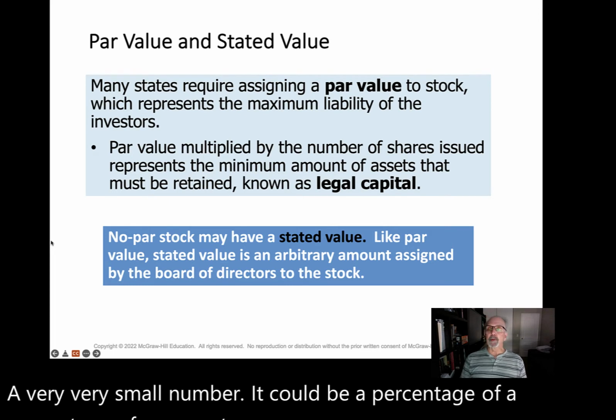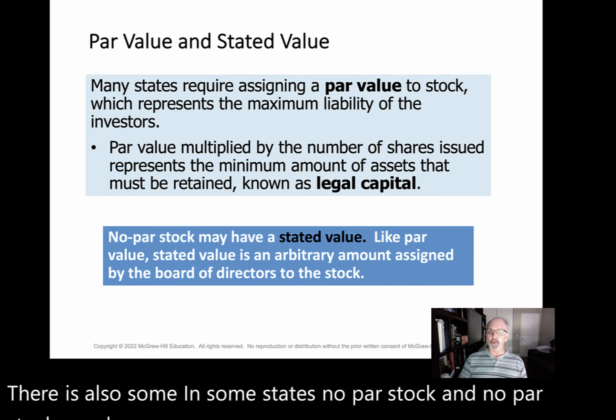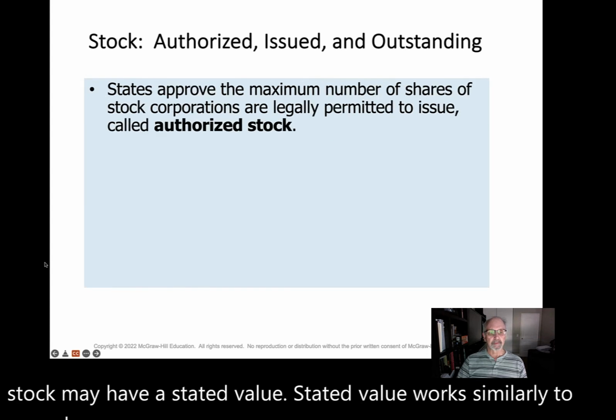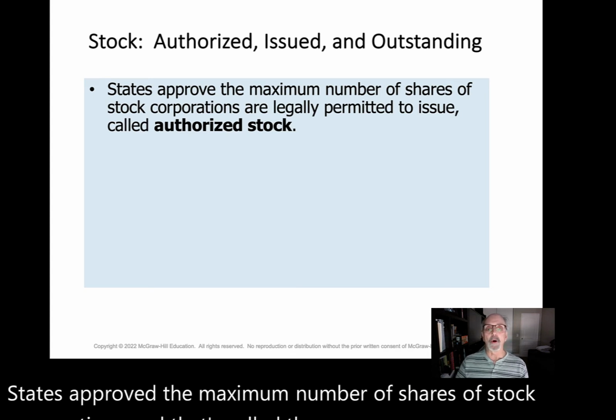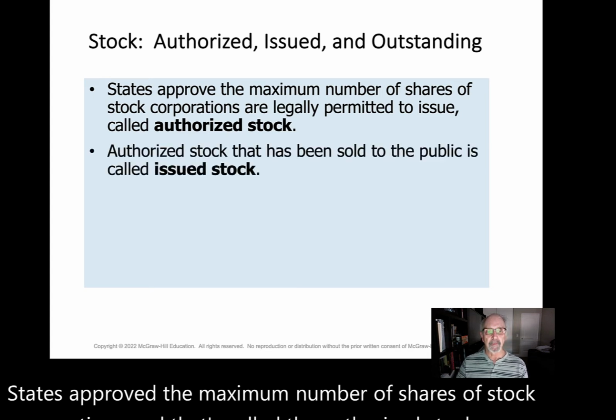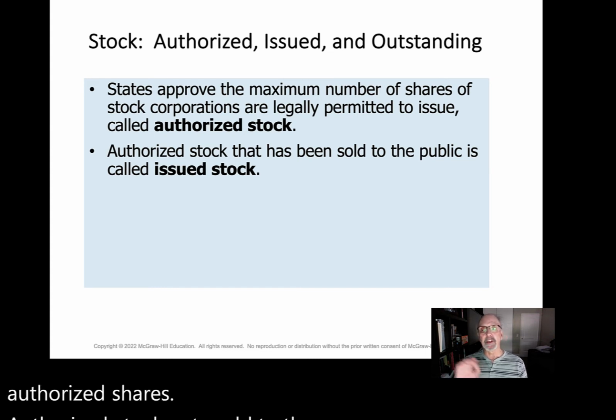There's also in some states no par stock, and no par stock may have a stated value. Stated value works similarly to par value. States approve the maximum number of shares of stock corporations, and that's called the authorized stock or authorized shares. Authorized stock gets sold to the public, and it's called issued.